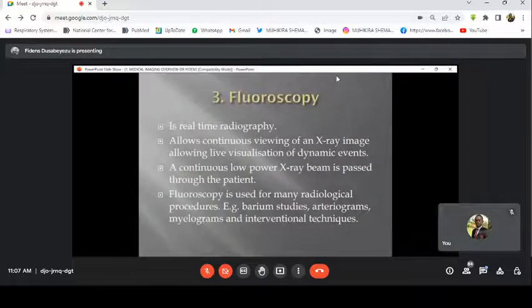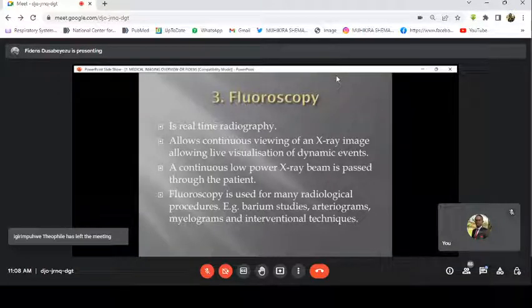Number 3 is about fluoroscopy. Now you are familiar with these terms. Fluoroscopy is real-time radiography. You remember it allows continuous viewing of X-ray image. It allows live visualization of dynamic events. All right? Like in barium swallow, you give a patient some contrast, a dye to swallow. And now the machine will follow that dye coming from up to down. Now you can know that there is an obstruction here, there is a tumor here, there is any lesion, you can know it.